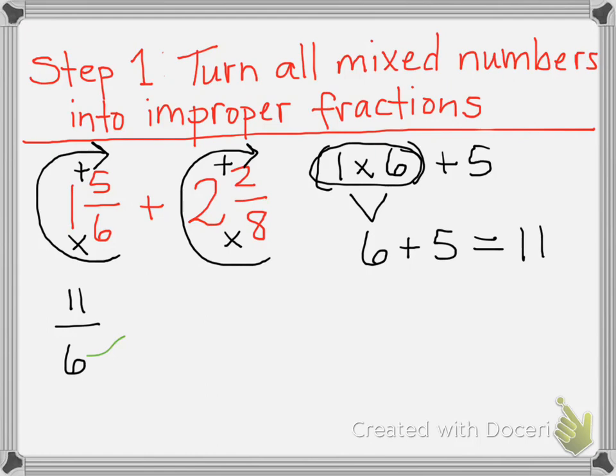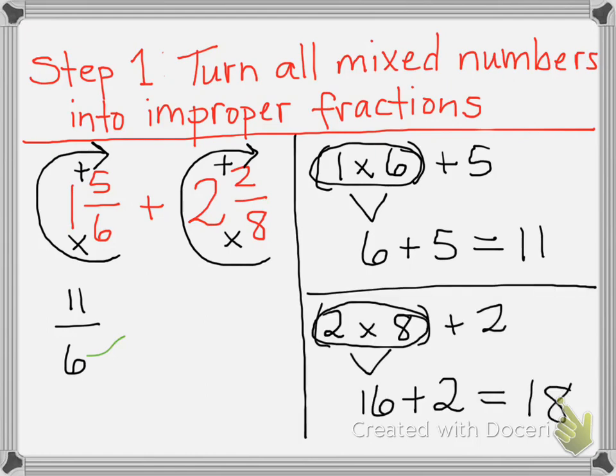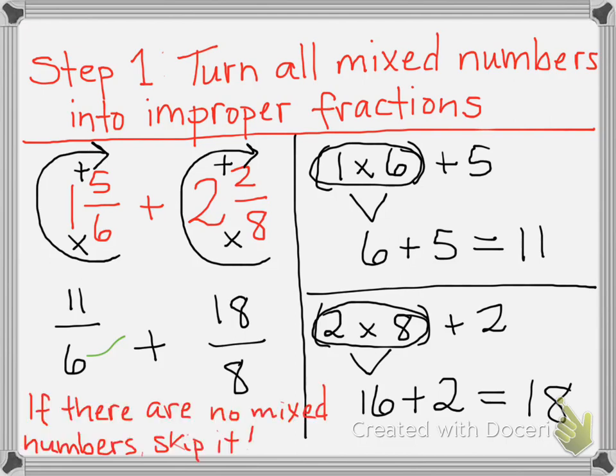So the denominator stays the same. If you look at our next fraction, you get 2 times 8 plus 2. 2 times 8 is 16, plus 2 is 18. So that is going to be 18 over the denominator, which stays the same, which was 8. So our 1 and 5/6 plus 2 and 2/8 becomes 11 over 6 plus 18 over 8. If there are no mixed numbers in your problem, you can skip this step.